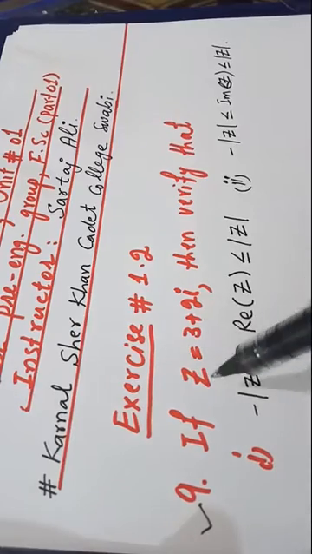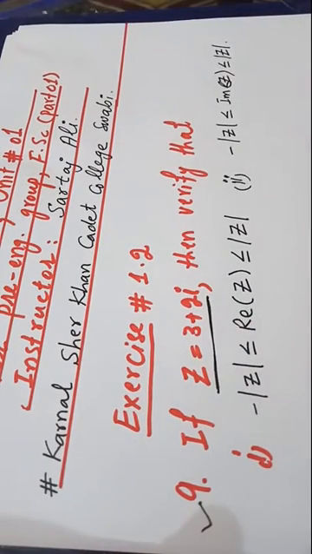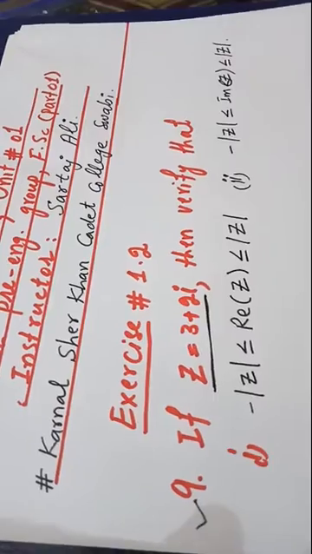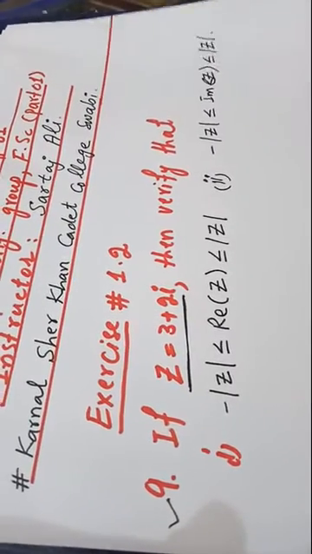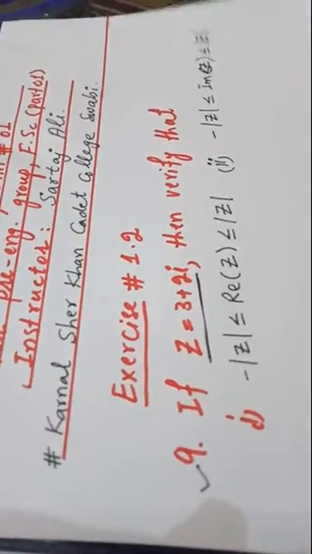Now this complex number is given. This is question number 9 of exercise 1.2. Before discussing this question, first of all we will revise the definition of absolute of z. What is the absolute of z?